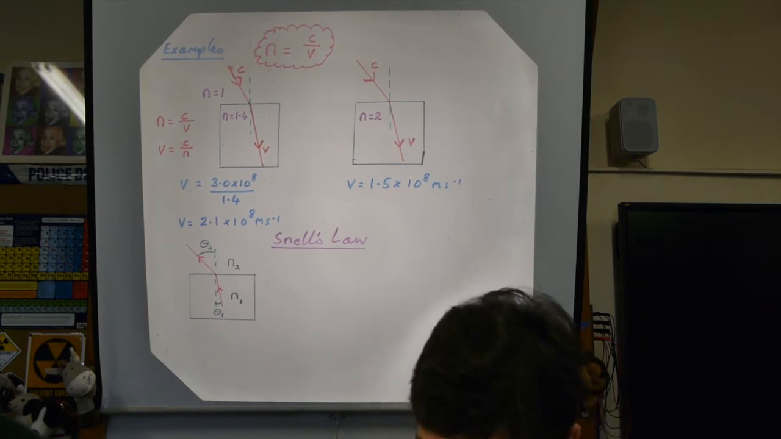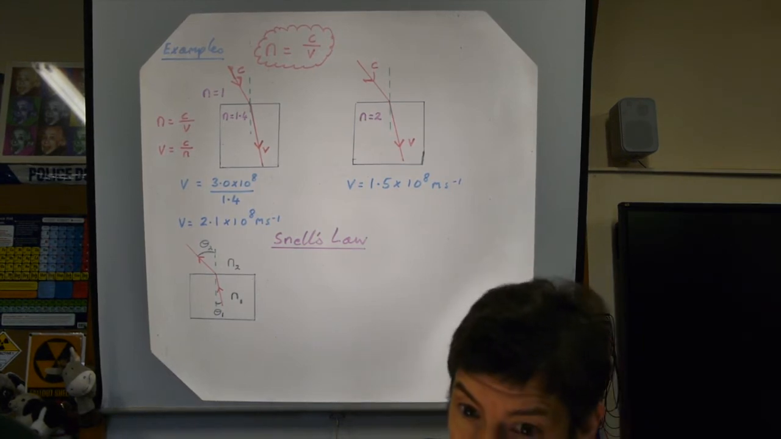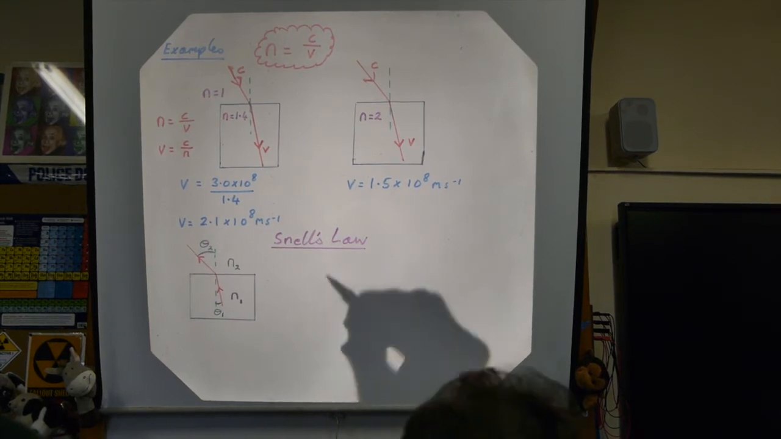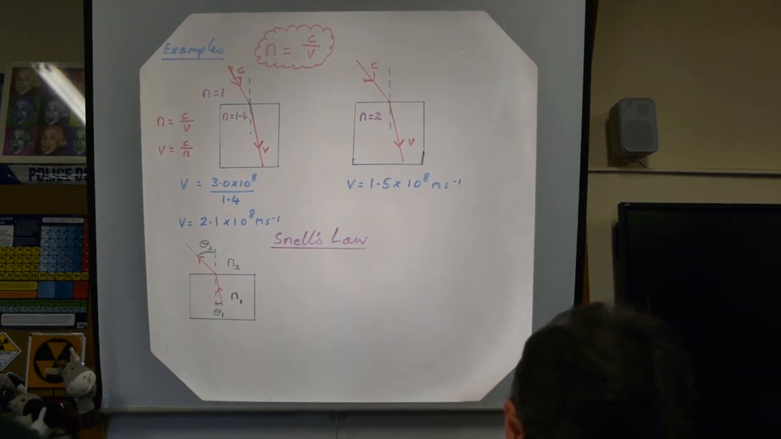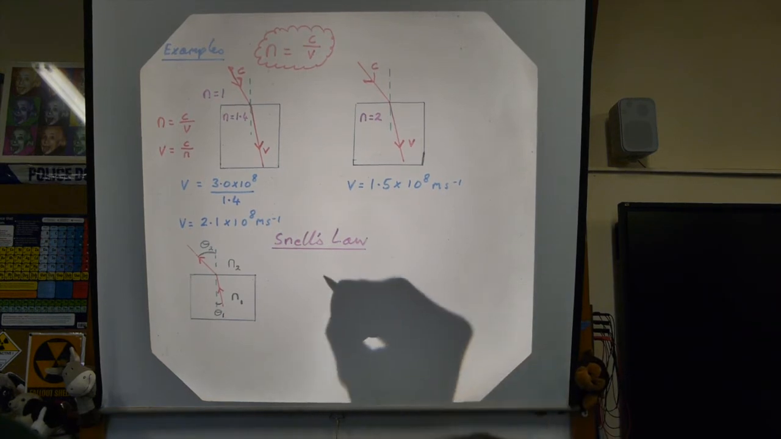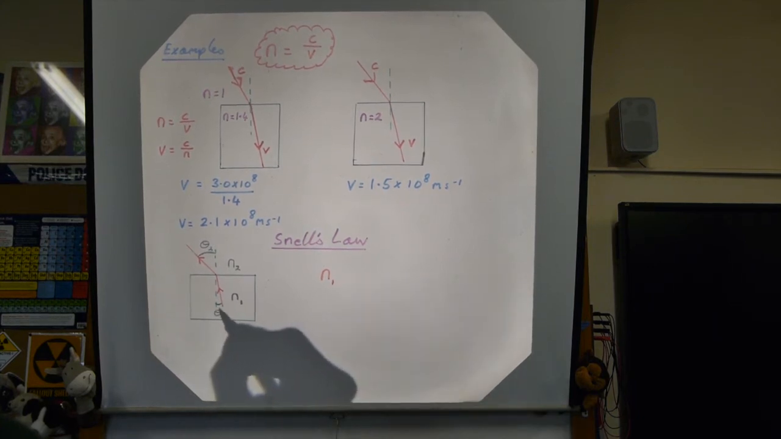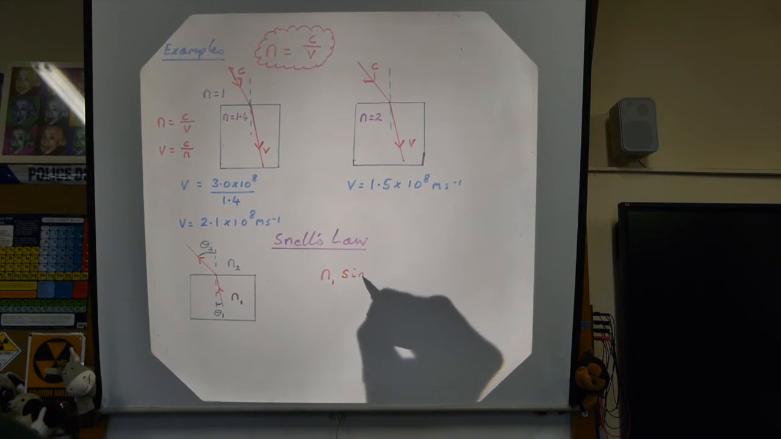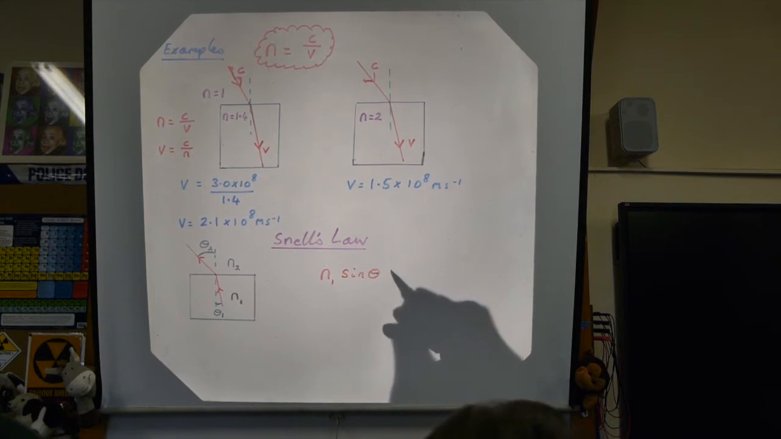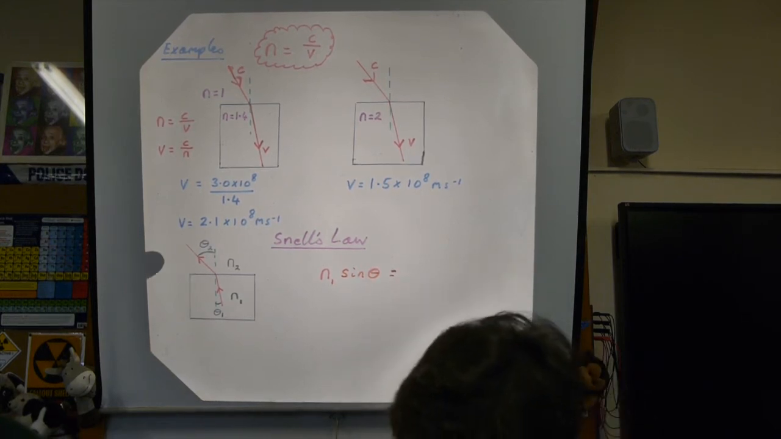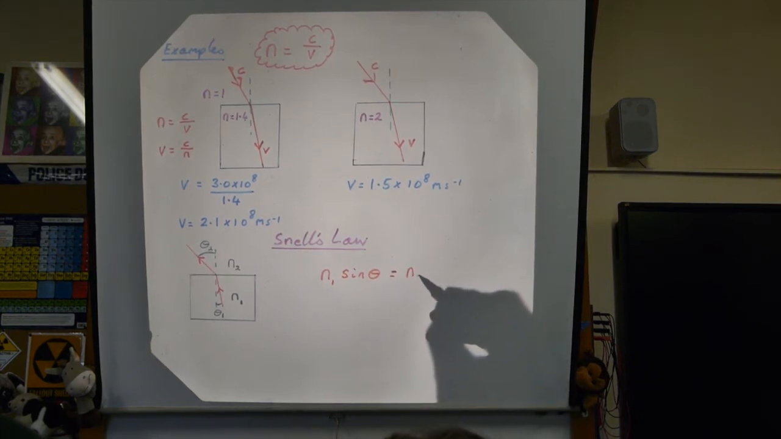Now, it's really quite interesting. Okay, Snell's law, or should I say the equation that allows us to talk about Snell's law, is if you take the refractive index in the first material, N1, and multiply it by the sine of this angle, it will be equal to the refractive index in this material, N2, multiplied by the sine of this angle.